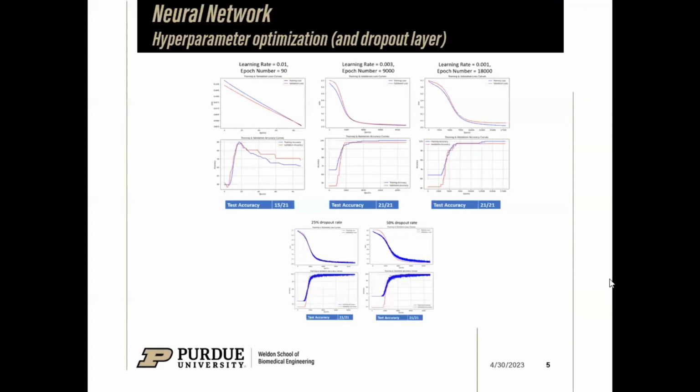This is a more ideal version of the loss curve, which helps us determine that the following set of conditions are the most optimal for our neural network: 3 linear layers with the inclusion of sandwiched ReLU layers, with a learning rate of 0.001 and an epoch number of 18,000.